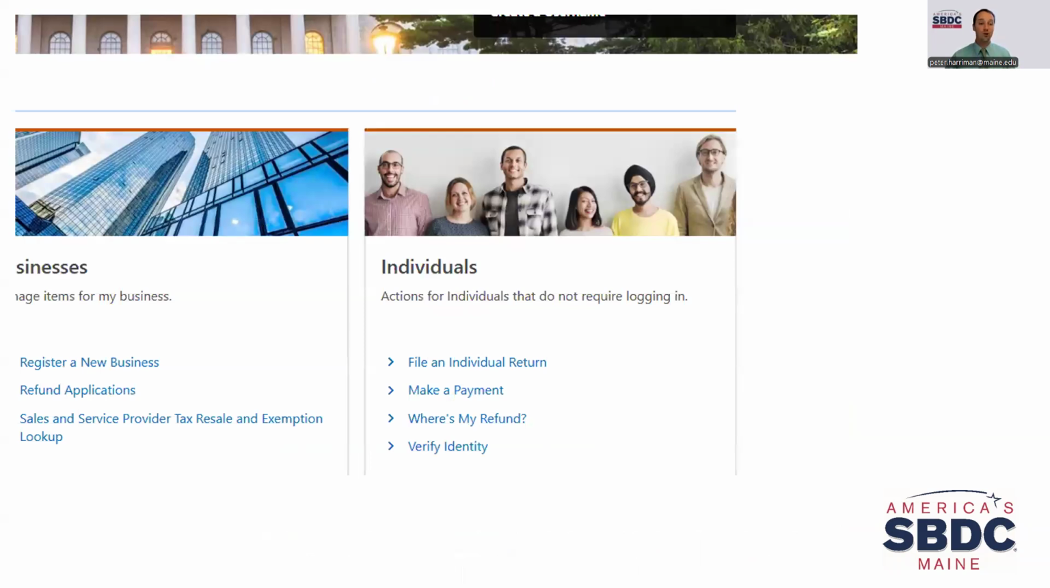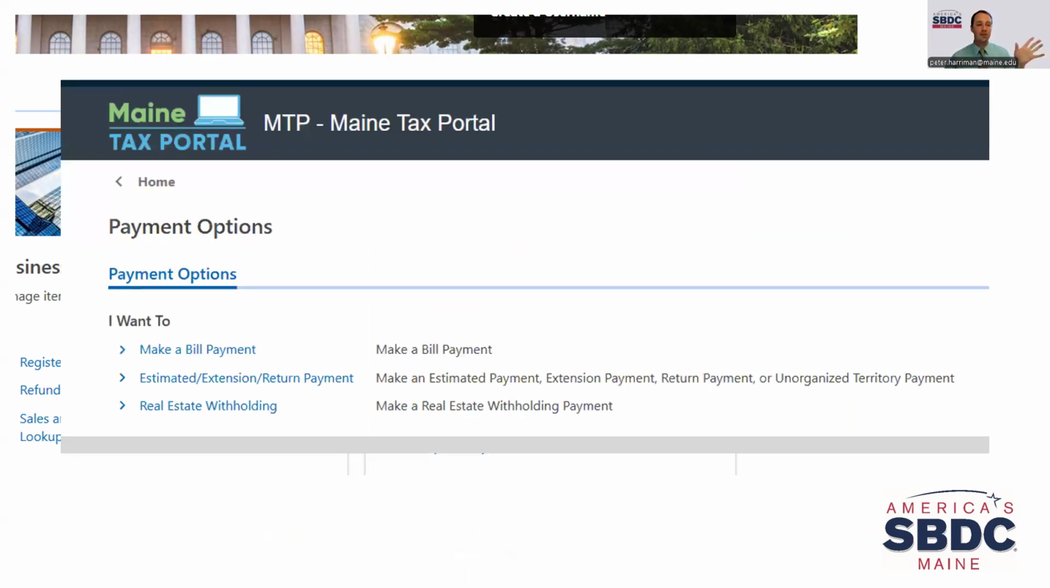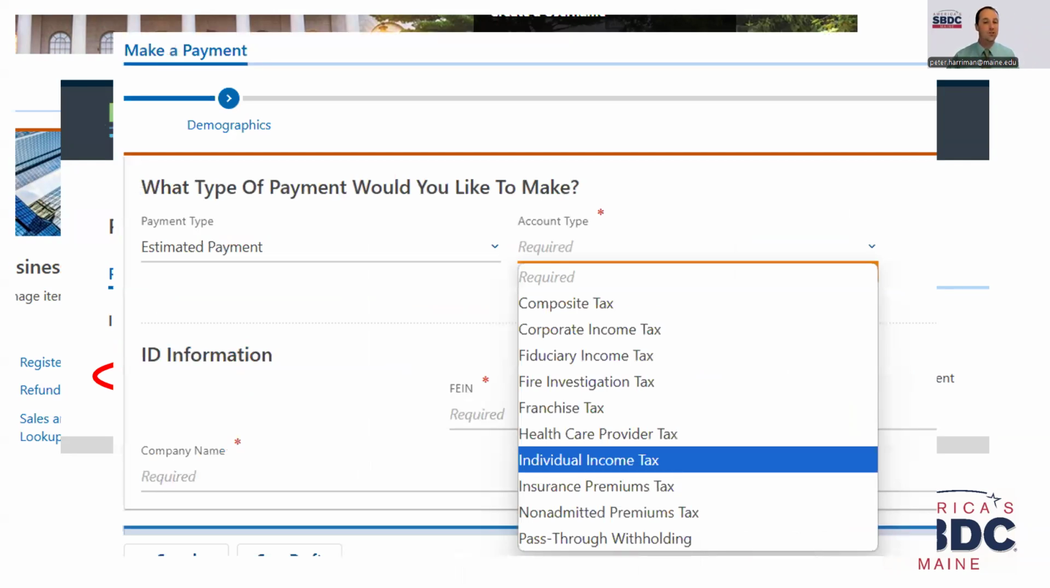So for most of you, you can just go right down to the bottom of the page where it says individuals. There's a make a payment. That'll pop you up to this, and you have the estimated payment, pop you up to another screen, and you can just use the individual income tax and complete your payment there, right? So pretty easy. As I said, they're trying to eliminate as many barriers as possible because they would like their money, right?